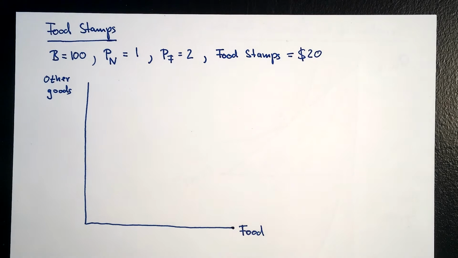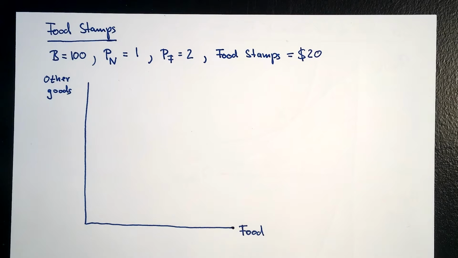In this video, we are going to look at some of the applications associated with consumer theory. The first example that we are going to look at is the food stamps example, which is a very popular example among economists to demonstrate what you can do with consumer theory. Suppose that we have a consumer and the consumer has a budget constraint of 100.